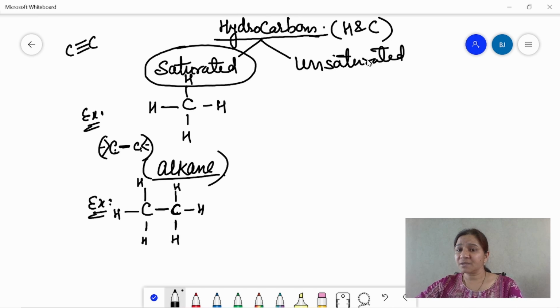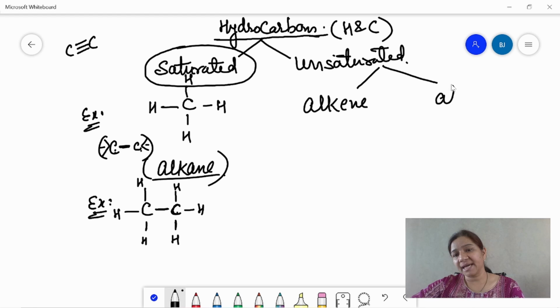Now, when we discuss unsaturated hydrocarbons, they are further divided into two categories. What are the two categories? Unsaturated means unsatisfied, where the carbon's valency will not be satisfied. Here you will see two further classes. One is called alkene, and one is called alkyne family. So I discussed the alkane family, alkene family and alkyne family.